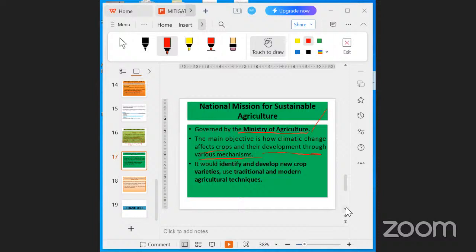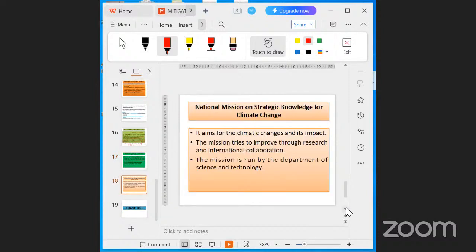So now the last mission is the National Mission on Strategic Knowledge for Climate Change. Okay. This mission is run by which one? The Department of Science and Technology, DST. Okay, DST.